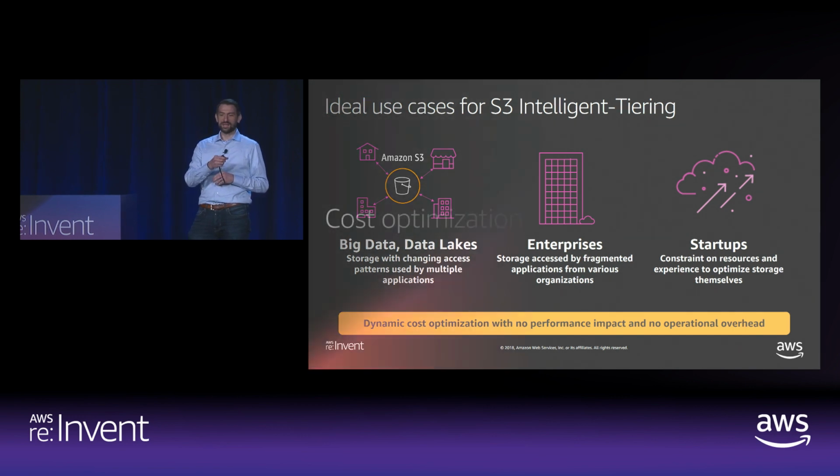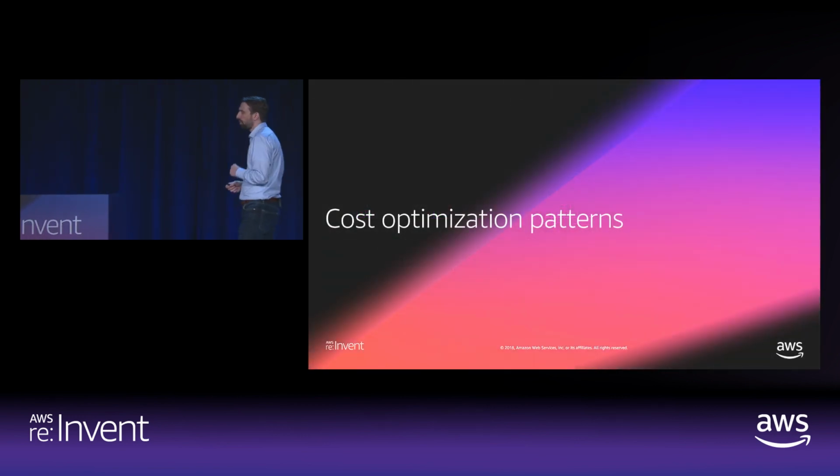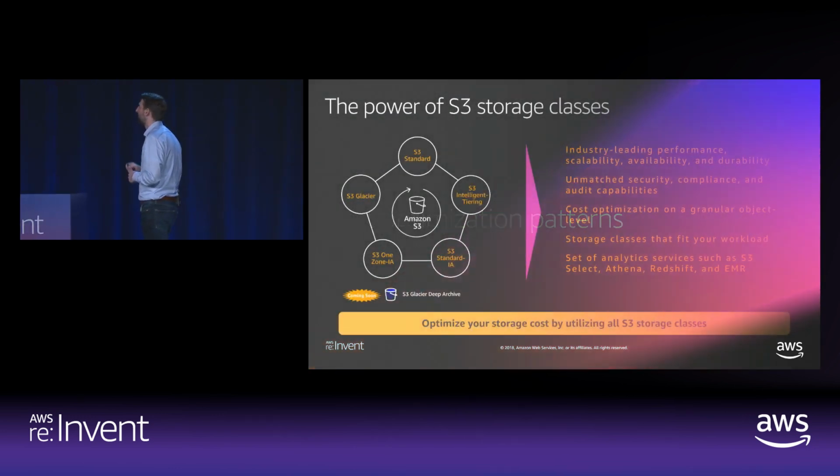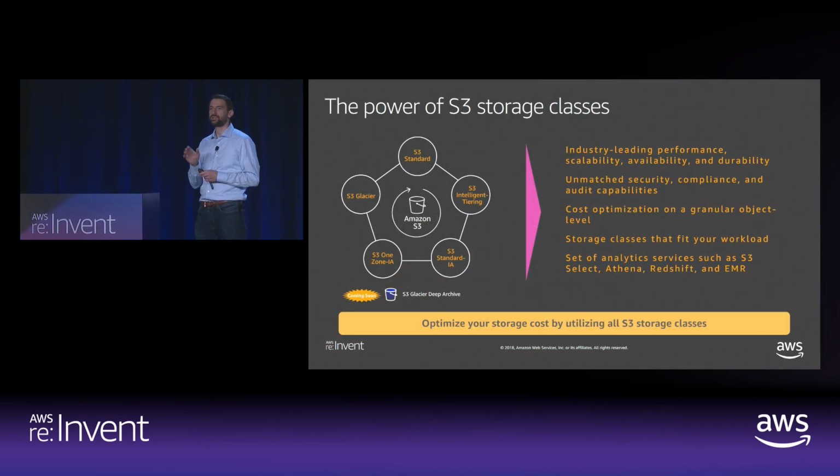So with that said, let's talk a little bit more about cost optimization patterns and what we have seen, when to use what storage class. And again, this is a difficult topic, because we have seen a lot of workload patterns. When you look into S3, there are effectively all different kinds of use cases and industries represented. Before we start, let's talk about the different storage classes.